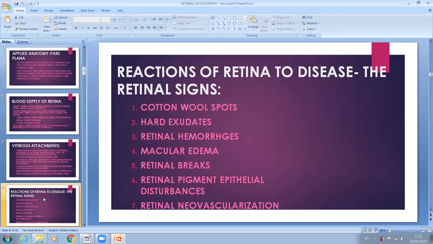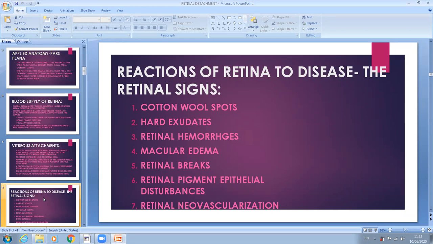The fifth way the retina could respond is the formation of breaks, as I have just told you that it is the adhesion of the vitreous to the degenerated retina that may give rise to the creation of the breaks. And there may be some, particularly in cases of inflammation, pigment epithelium which proliferates in response to the inflammatory process, and so there may be retinal pigment epithelial disturbances.